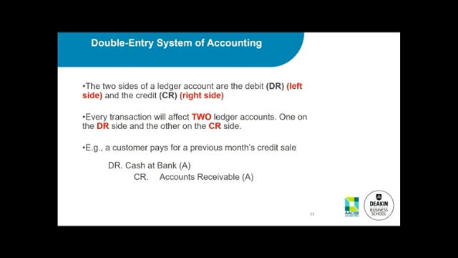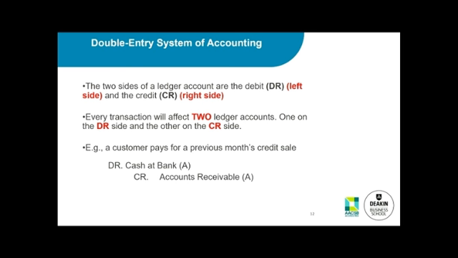So let's look at a transaction. The transaction we're going to start with is the customer paying their month's credit sales. When we record the sale, we recognise the sale and we recognise the account receivable for that sale. The account receivable is an asset, and when we recognise it, we debit it, because the golden rule is that assets are normally debits and liabilities are normally credits.